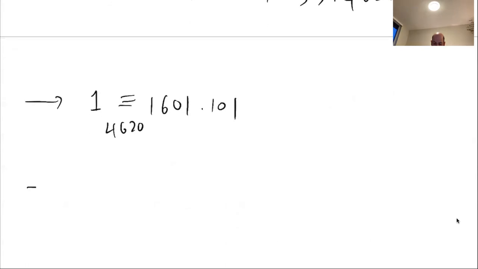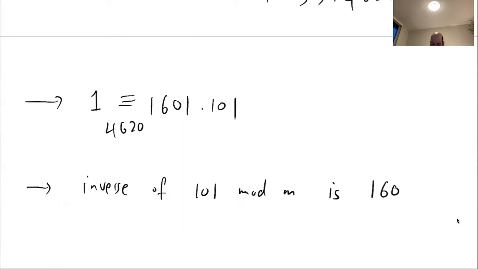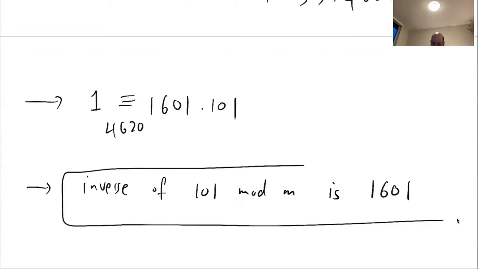So that means the inverse of 101 mod M is 1,601. Because 101 times that number gives 1 mod M.